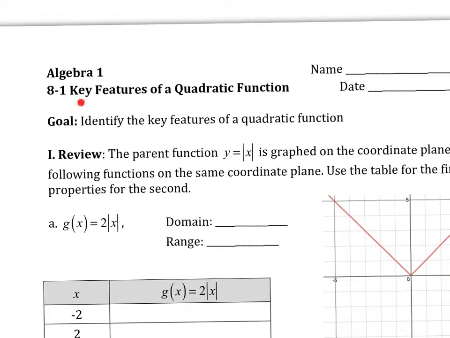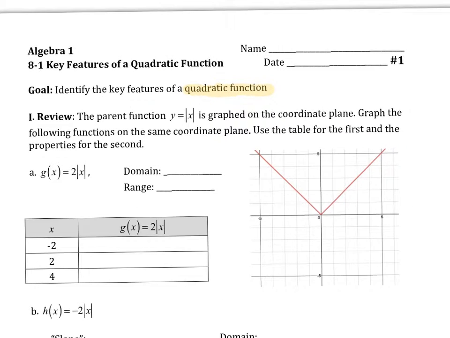On this day in section 8.1, key features of a quadratic function, we are going to be identifying key features of a quadratic function. So there is a new type of function. We've talked about quadratics before, but now we're going to relate it to function. How do we graph these puppies here?